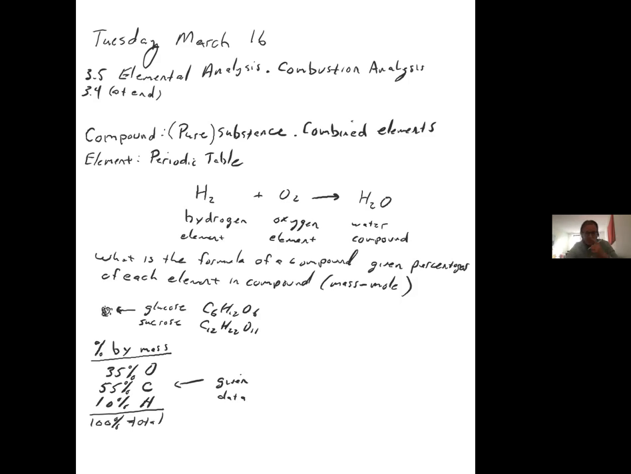So if they add up to 100, that means those are the only elements that are in the compound. If they didn't add up to 100, let's say you got 95, that would mean there's some other element in there probably, maybe a fourth element, okay? And these are percentages by mass.